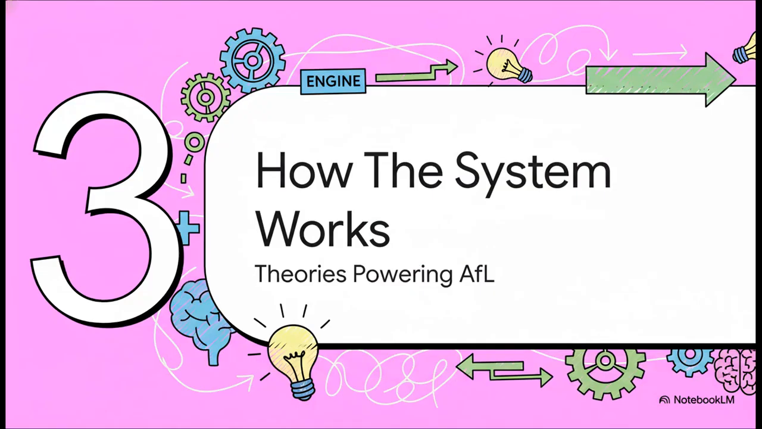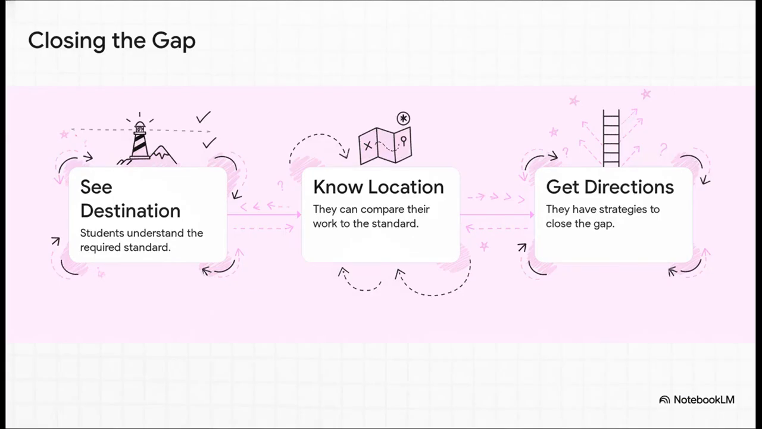Now, this isn't just some nice idea. It's actually backed by some really powerful theories about how people learn. So let's pop the hood and look at the engine that makes this GPS work. A researcher named D. Royce Sadler really gave us the core logic for this. He argued that for any student to improve, three things absolutely have to happen. First, they've got to know what good looks like. They need to see the destination. Second, they need to be able to look at their own work and see where it is in relation to that standard.